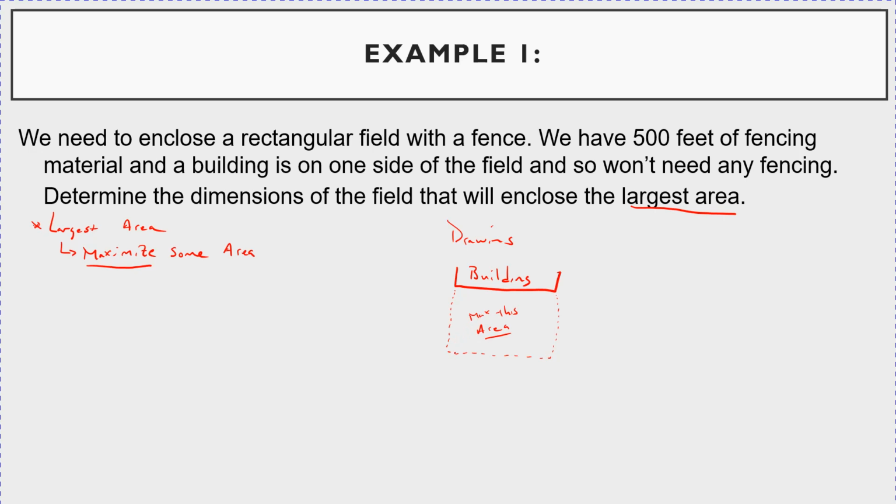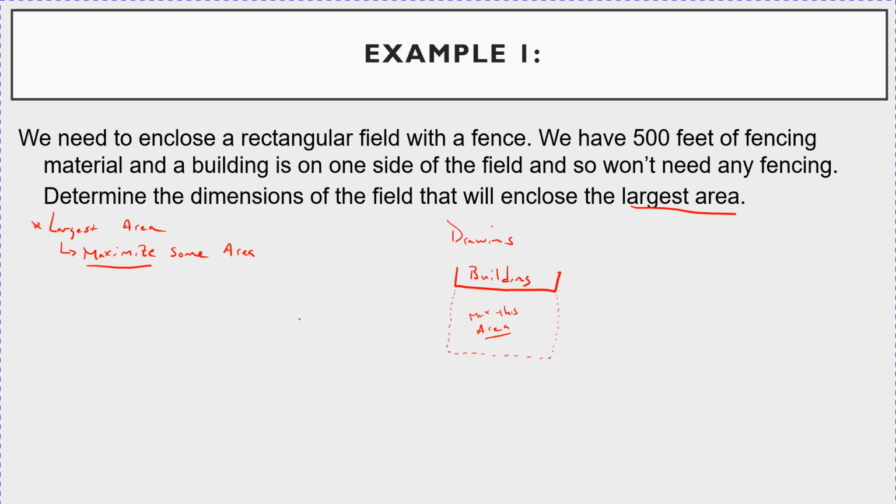So to do that, for example, people might be like, well, if you've got 500 feet, why don't you just do half a foot here, half a foot here, and then 499 feet this way. There's a bazillion different dimensions you can pick from, but there's one dimension for the length and width of this rectangle that maximizes the area. Okay.